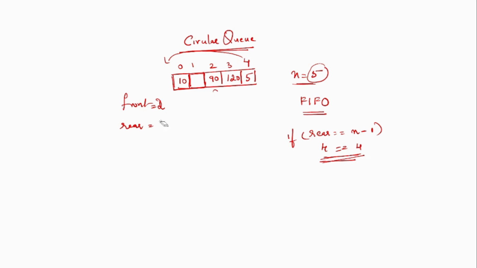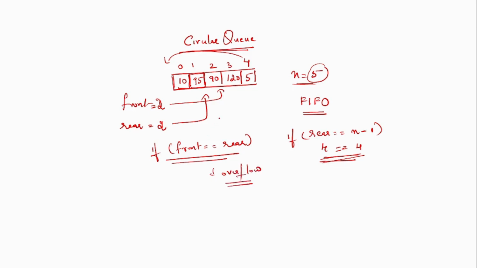Now I make rear as 1 here. I insert here maybe 95, right, 95. Now after this I increment rear, and then rear becomes 2, and then now if I want to insert any other element, then I will write a condition in a circular queue in such a way that if front equal to rear, then the queue is full. So in a circular queue, this is the full condition or the overflow condition. If front equal to rear, then I say overflow, which means that I cannot insert any more elements inside the circular queue.